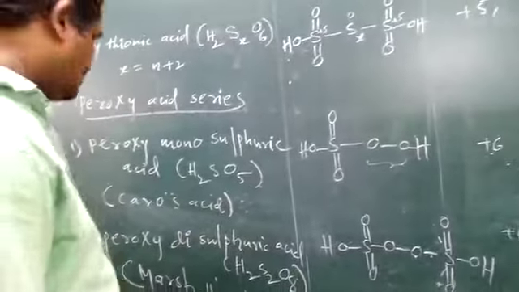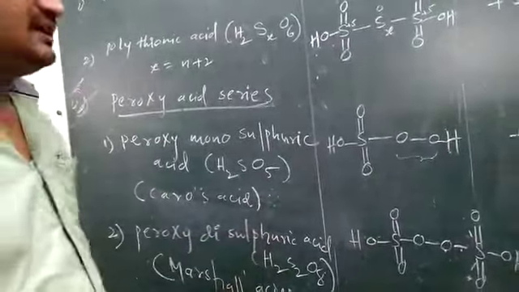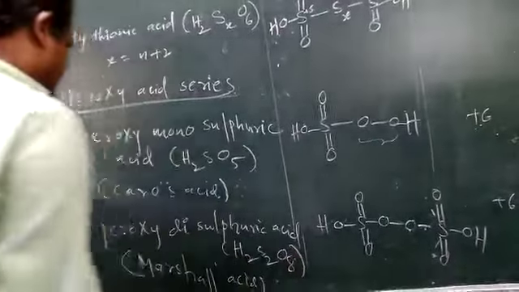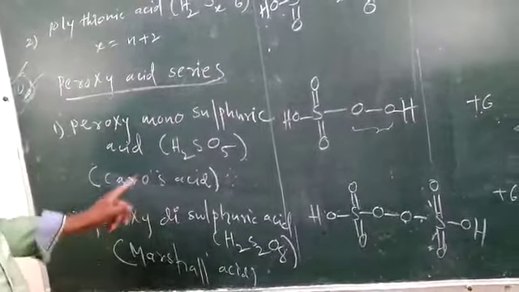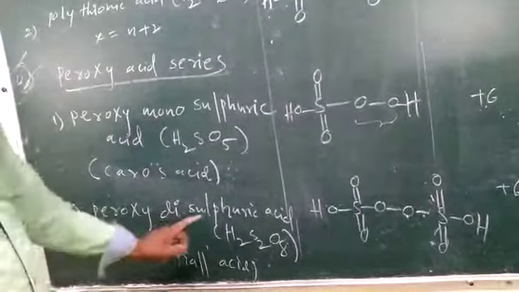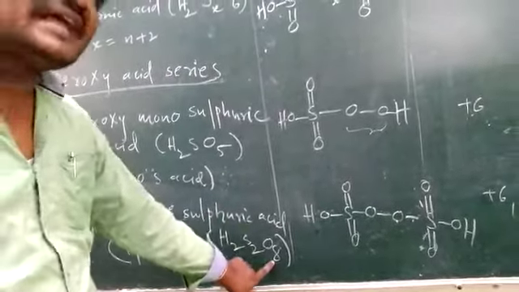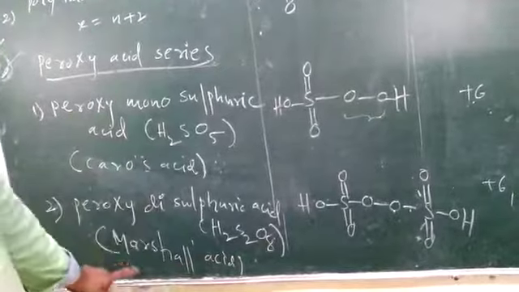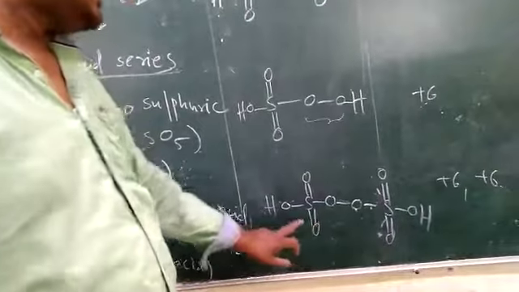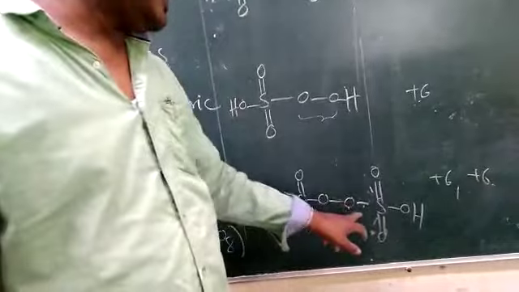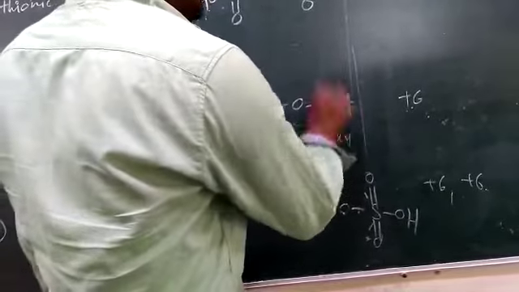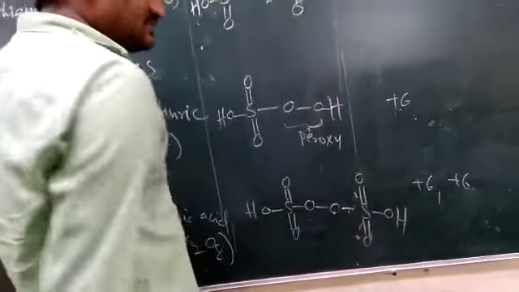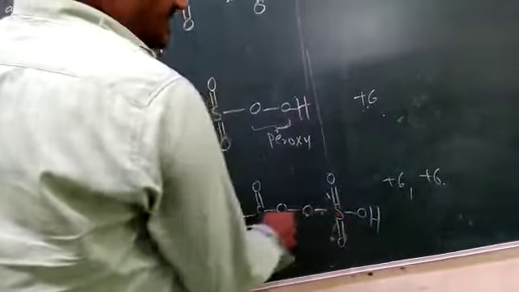Next, peroxy disulfuric acid. First, peroxy monosulfuric acid is also called Caro's acid. Peroxy disulfuric acid, H2S2O8, is also called Marshall's acid. Its structure is like this. The O-O peroxy linkage is in the middle; an O-O link is always called peroxy. Here the ending sulfurs are in +6 oxidation state.